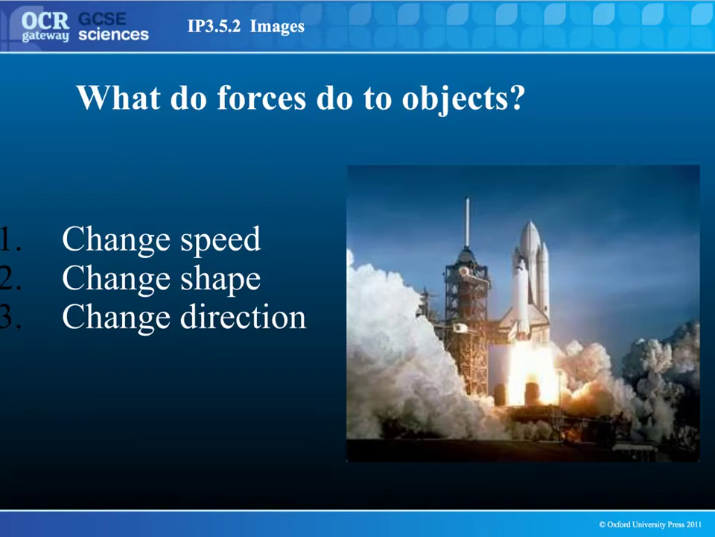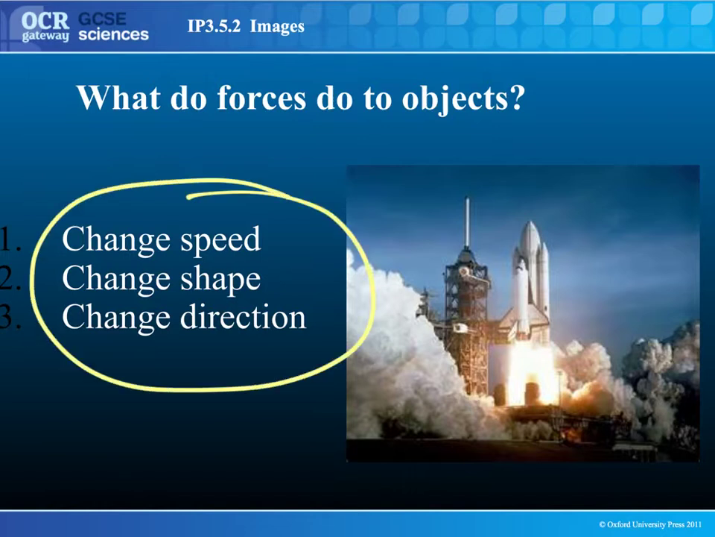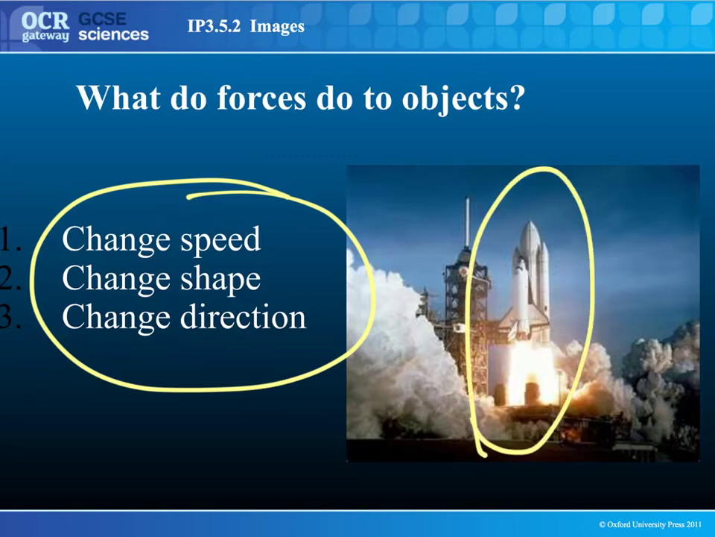If you apply a force to an object, it can do one of three things. It can either change its speed, change its shape, or change the direction of the object. Here in the picture we have the direction and the speed being changed in this rocket. Probably its shape slightly as well because of the extreme forces that it's under.